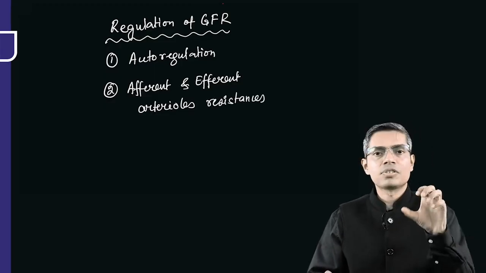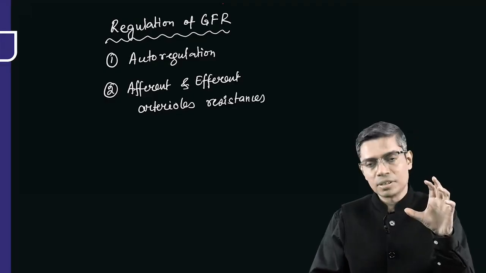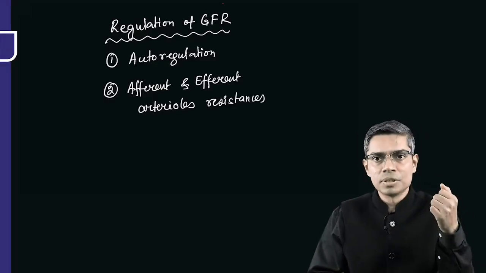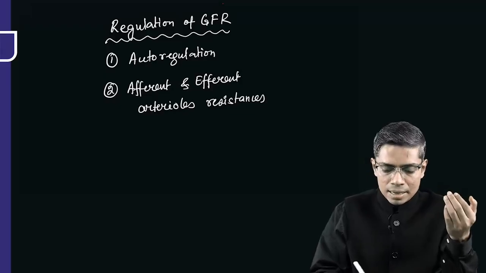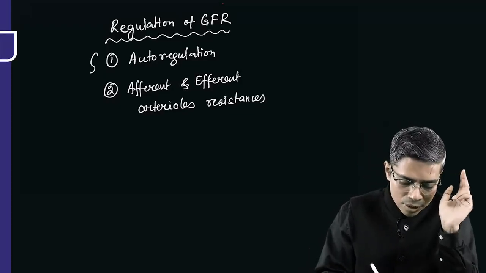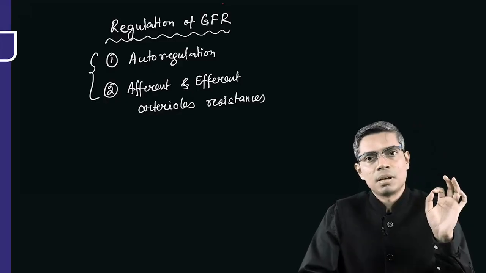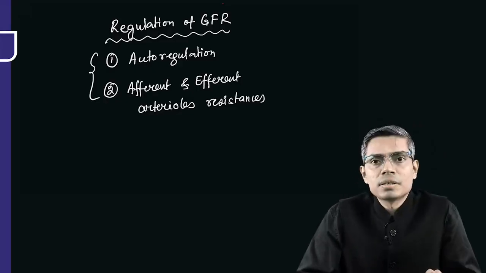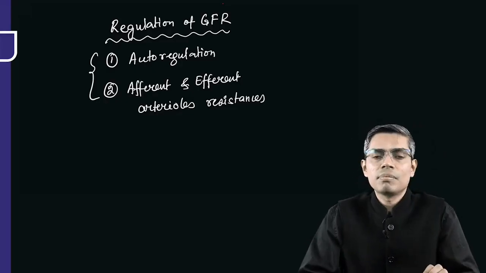So if something causes constriction or relaxation of the afferent or efferent arteriole, then GFR will also change. GFR will be regulated, and the auto-regulation. Okay. So these two are the major regulators of GFR. First, we are going to understand auto-regulation of the kidney.